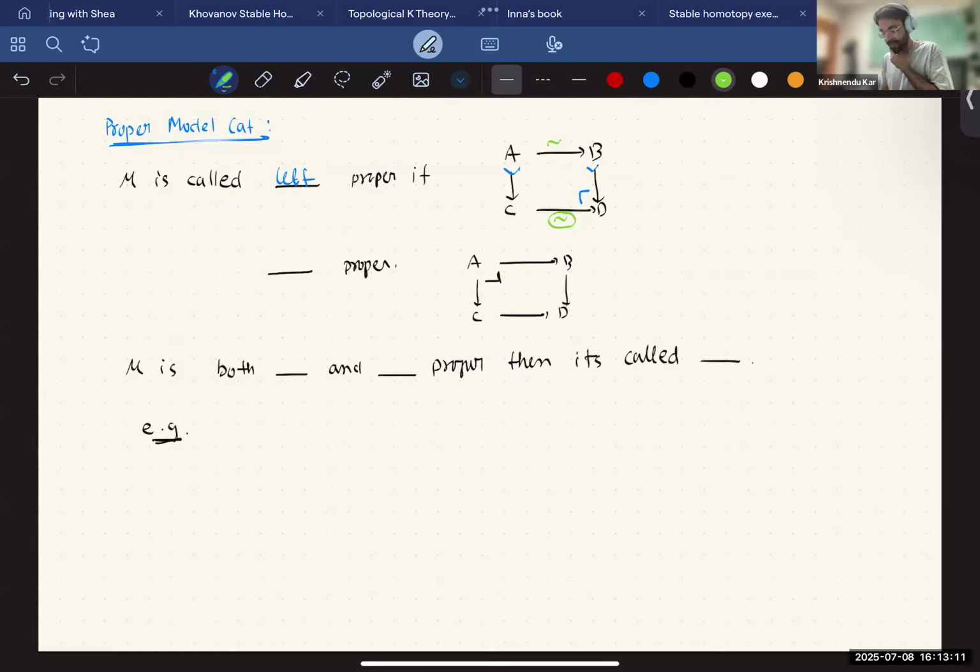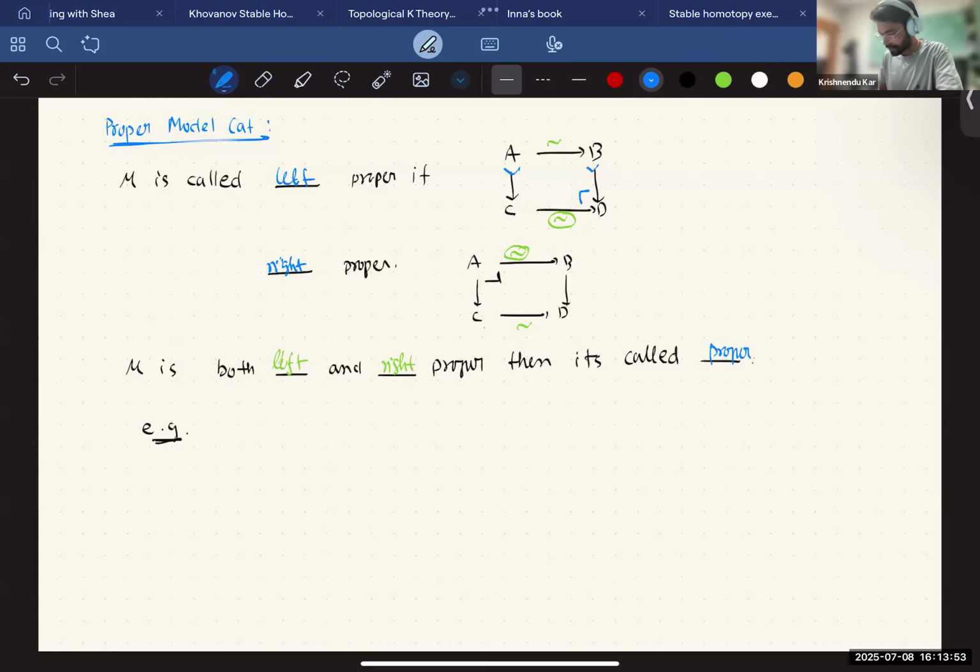This is what it means to be left proper. Your C to D map is a weak equivalence. This is called right proper if, for a pullback diagram like this, this is your weak equivalence C to D, then your A to B will be your weak equivalence. So we didn't have any conditions on the weak equivalences in terms of pushouts and pullbacks. Now we do. So weak equivalences also respect the pushout and pullback diagrams. If it is both left and right proper, then it is called proper.